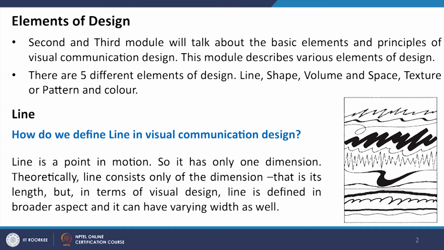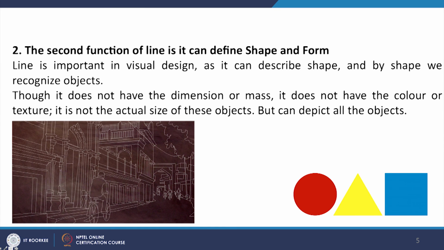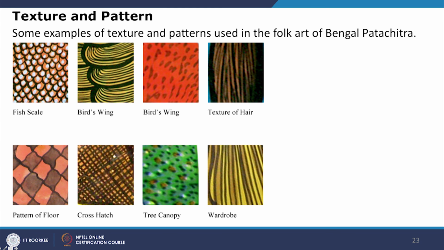In the previous module we discussed three elements: line, which is one-dimensional, shape, which is two-dimensional, and we also discussed texture and pattern. In this module we'll discuss space, which is three-dimensional, and we will also discuss color.